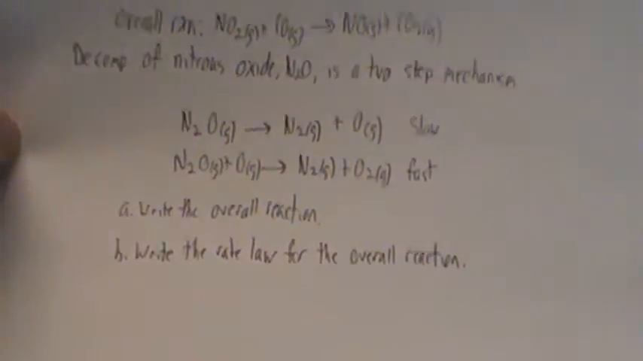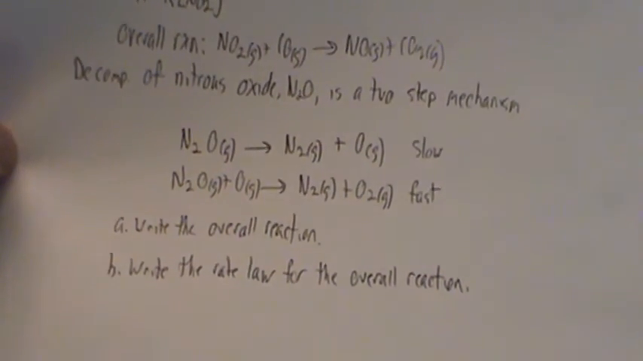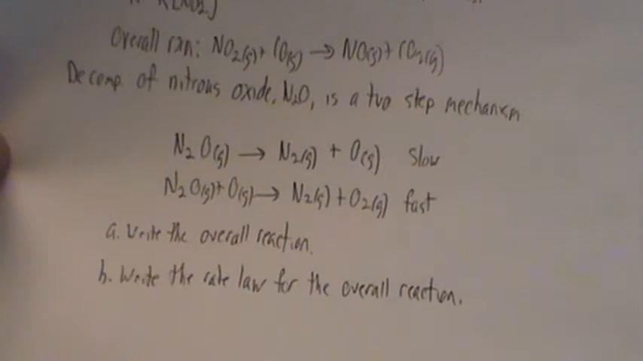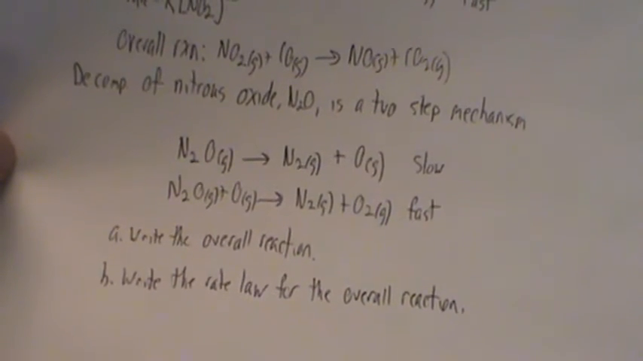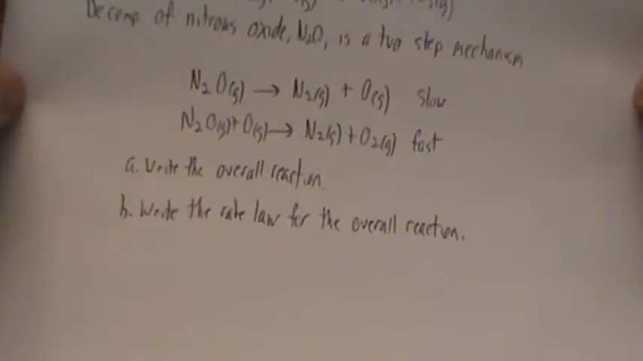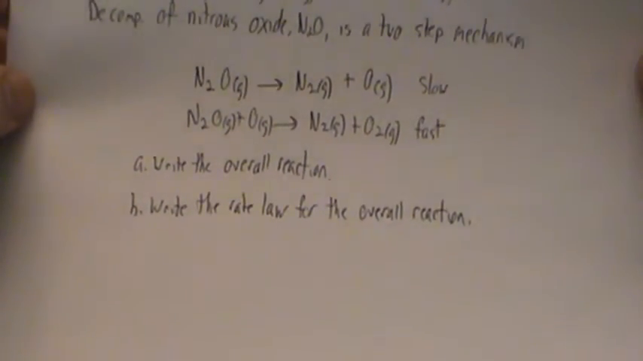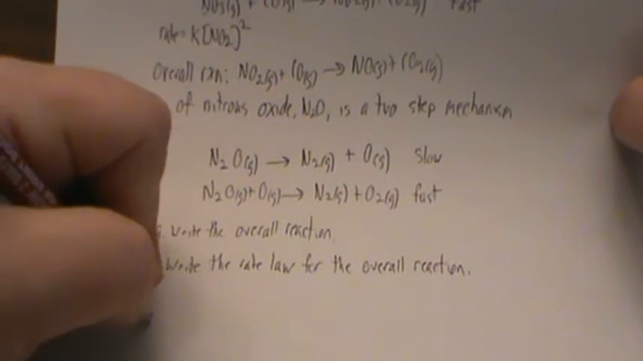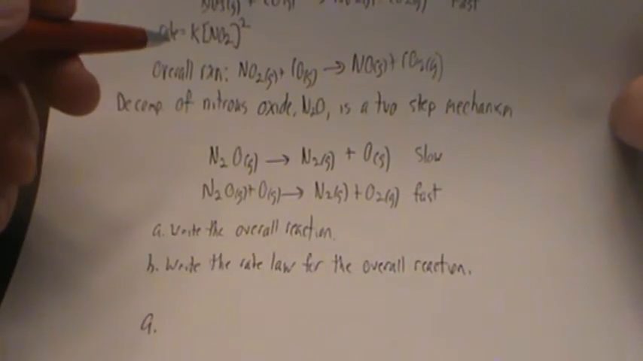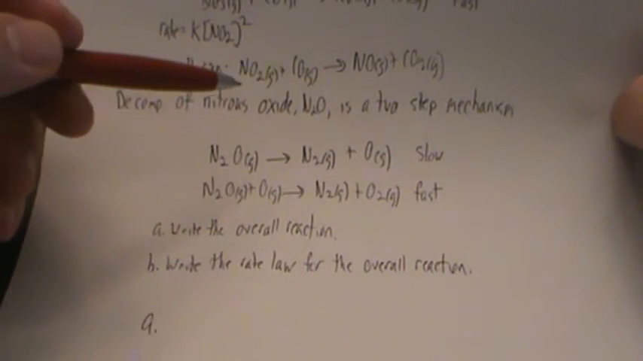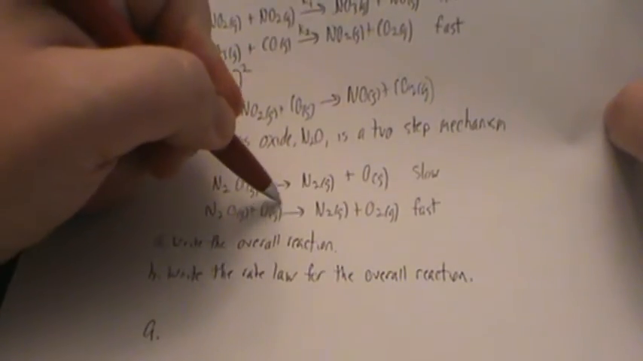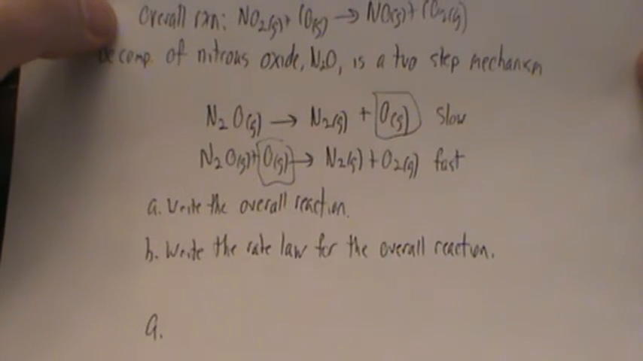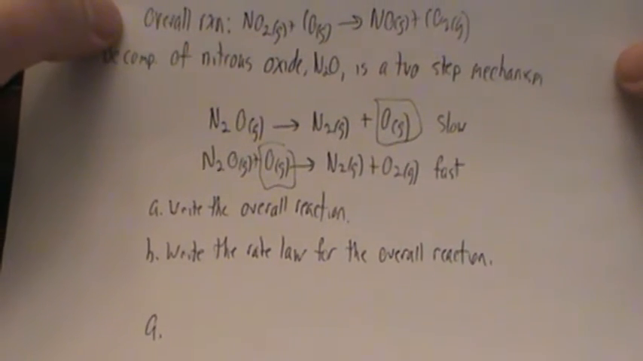All right, so let's look at this one. We have the decomposition of nitrous oxide into oxygen, and it's a two-step mechanism. First thing, write the overall reaction. Two, write the rate law for the overall reaction. Okay, so part A, what is the overall reaction? Well, our intermediate is oxygen. So that's the only thing that we have to really take out.